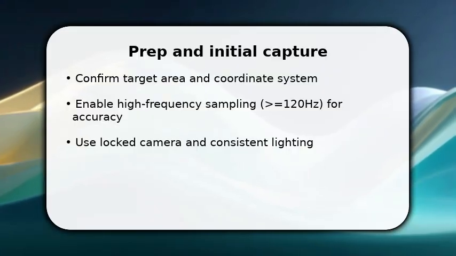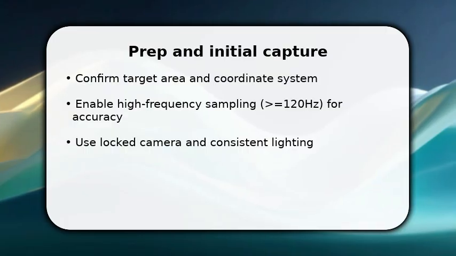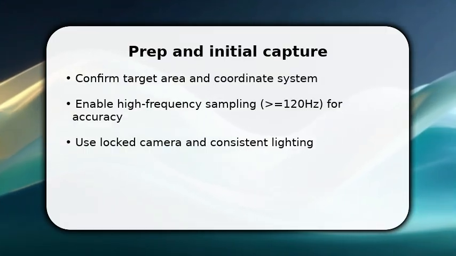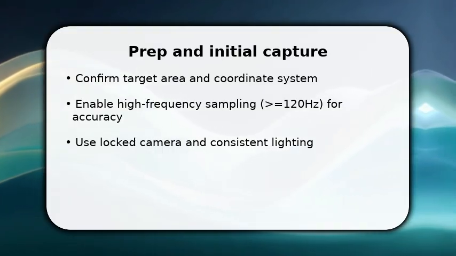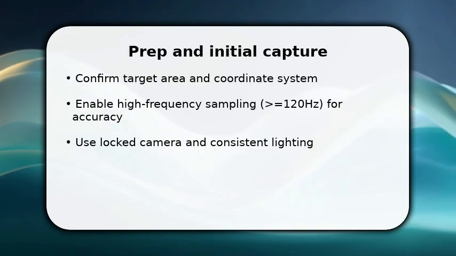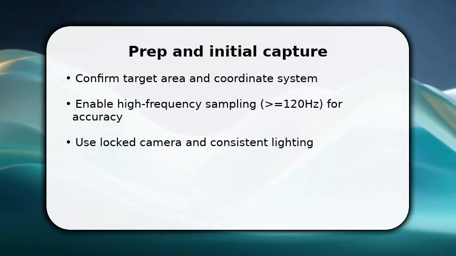You start by setting precise constraints and capturing the first reliable frames. You need lock tracking and consistent lighting. That reduces noise immediately. Once done, enable high-frequency sampling and align your coordinate system to a known reference.